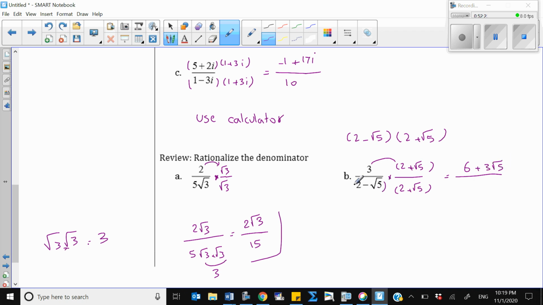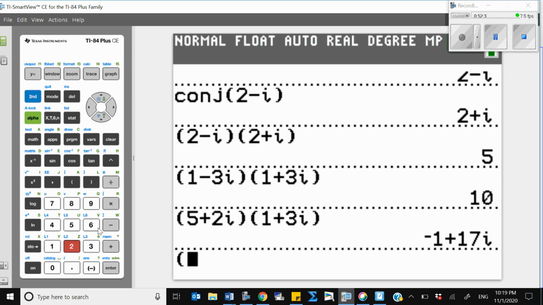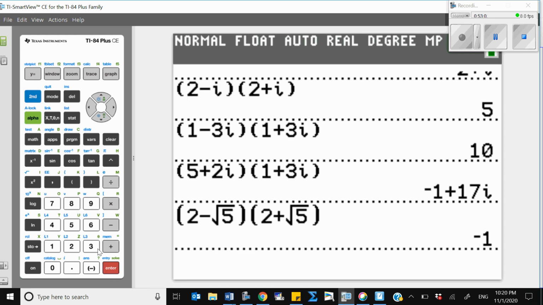And then the bottom, once again, you can either do it by hand, just do the foiling and multiply them, or just use your calculator. So I'm going to use my calculator: (2 minus square root of 5), put the parentheses outside, and multiply by (2 plus square root of 5). Now this will be equal to negative 1.